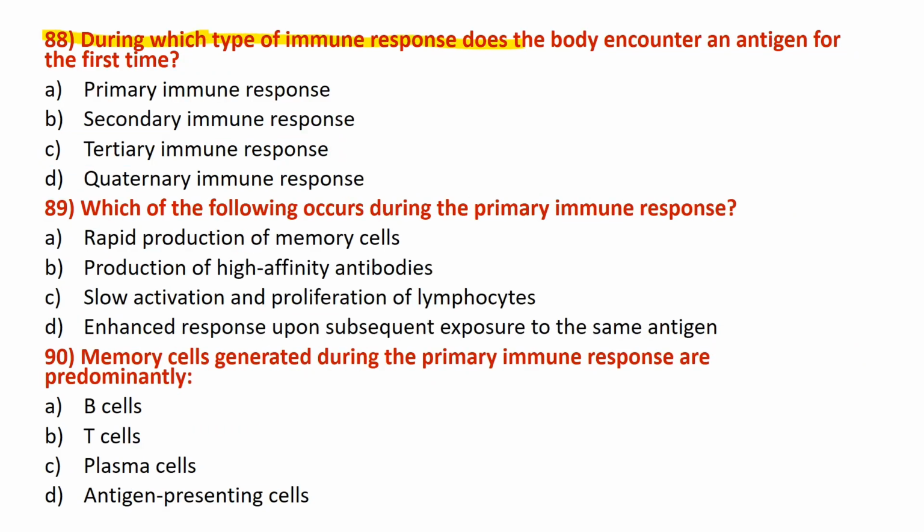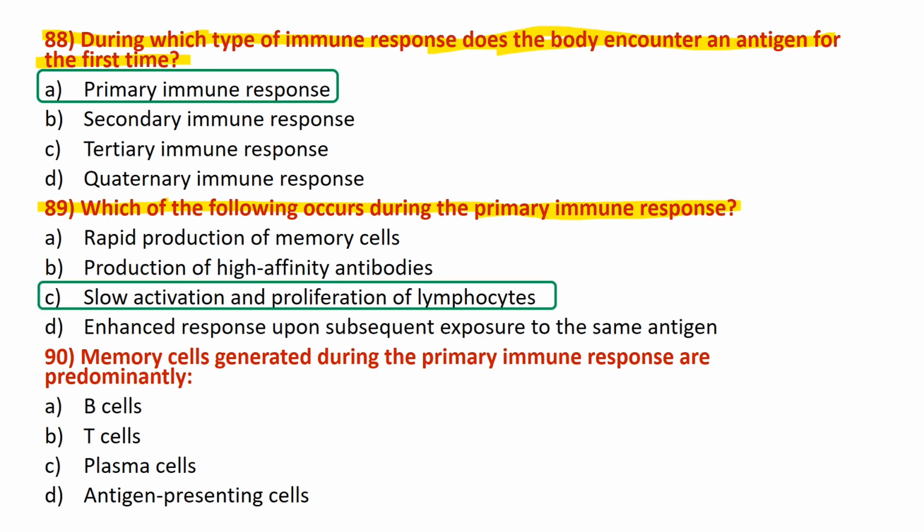During which type of immune response does the body encounter an antigen for the first time? In the primary immune response, the body encounters an antigen for the first time. Which of the following occurs during the primary immune response? And the right answer is option C. Slow activation and proliferation of lymphocytes occurs during the primary immune response.